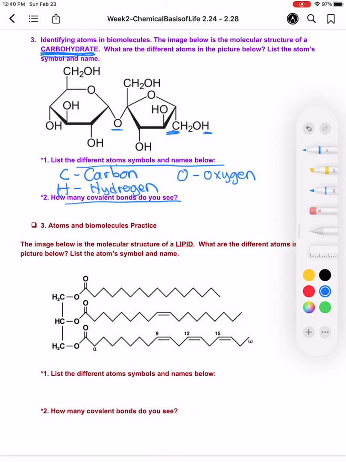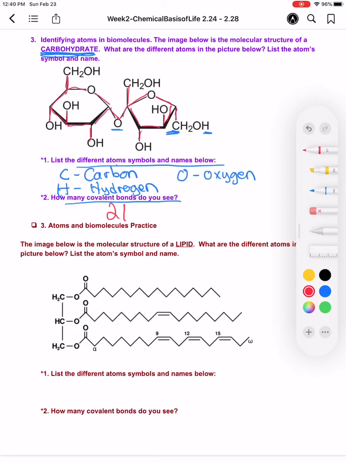Now, how many covalent bonds? All right, so this means that I'm just going to connect the lines that I see. All right, so I have 1, 2, 3, 4, 5, 6, 7, 8, 9, 10, 11, 12, 13, 14, 15, 16, 17, 18, 19, 20, 21. I see 21 covalent bonds.